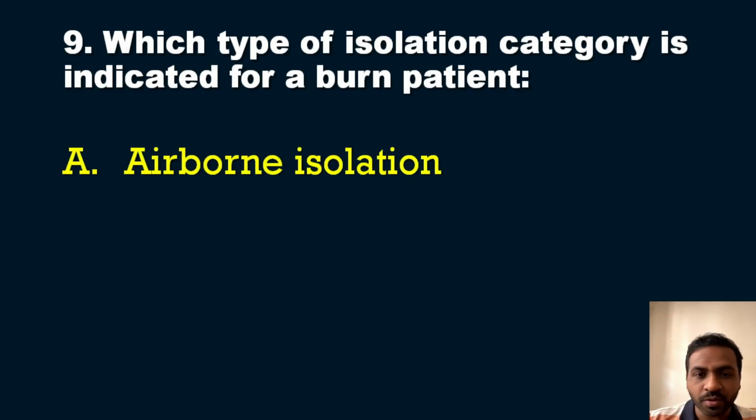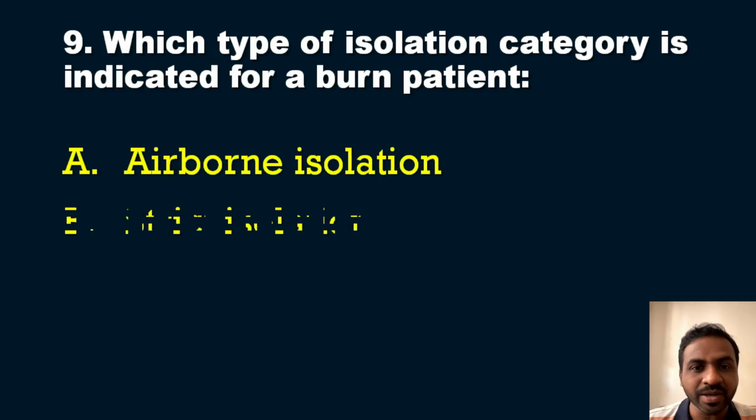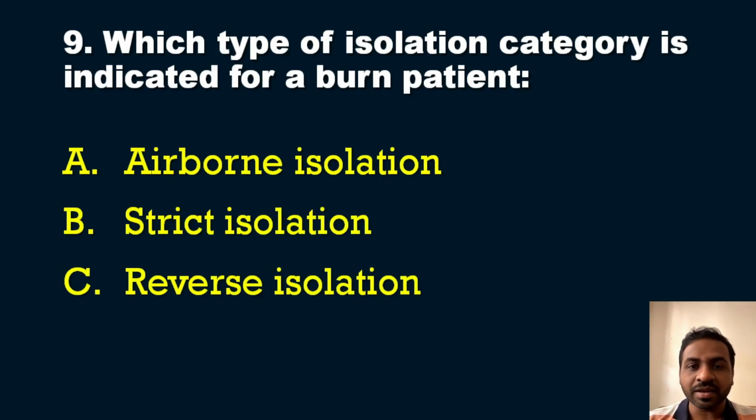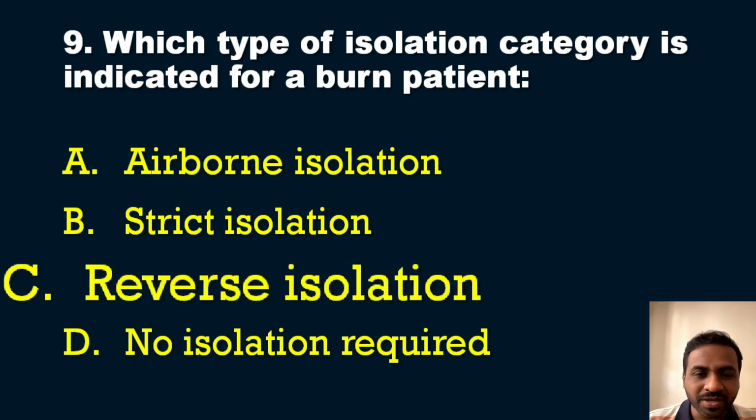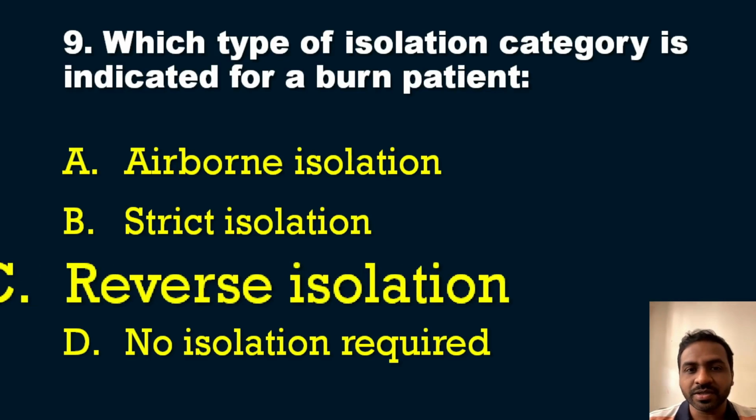And the options for you are option number A, airborne isolation, option number B, strict isolation, option number C, reverse isolation, and the final option, no isolation required. So what is the answer for the question? So the answer for this question is option number C, that is a reverse isolation. So why reverse isolation? That we will explain now.